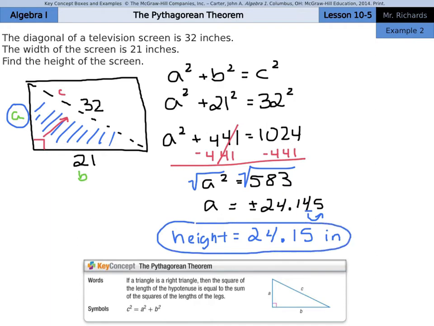So whether you're solving for a missing leg or a missing hypotenuse, we've solved for A, we've solved for B, and we've solved for C. You can still use A squared plus B squared equals C squared and solve for your missing variable.